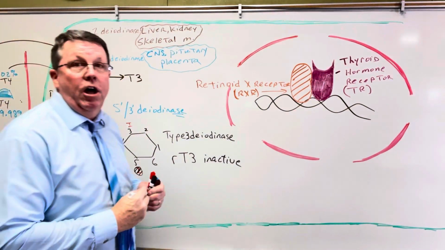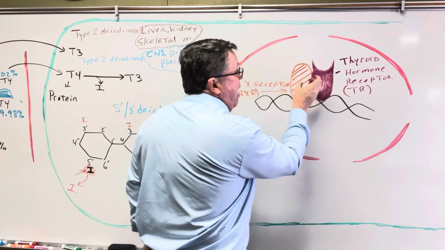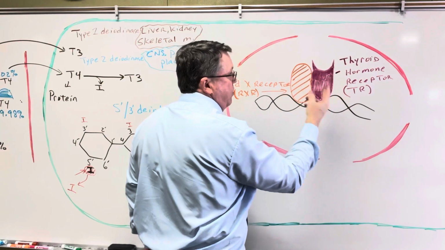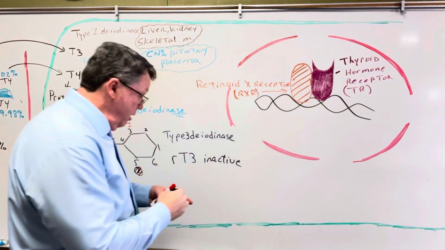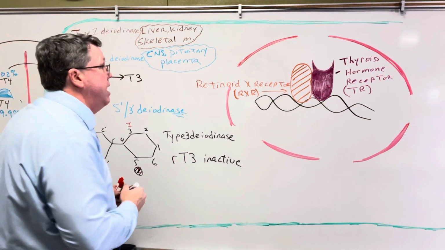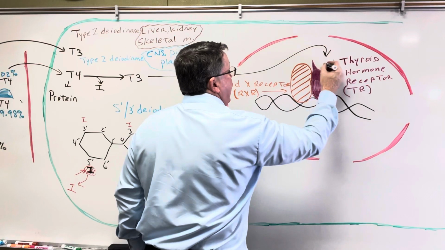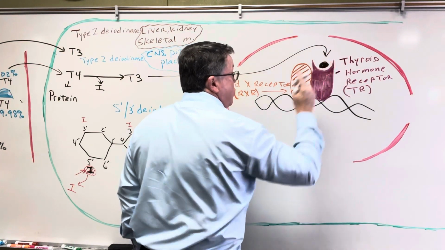Now, these are what we call a heterodimer. What I mean by heterodimer is they're 2 different proteins, but they're bound together. So basically, we just call that a heterodimer because it's 2 different proteins. Dimer meaning 2, hetero meaning they're different. So let's take a look now. So here's my T3, and my T3 is going to come, and it's going to bind onto this thyroid hormone receptor, and it's going to activate it.